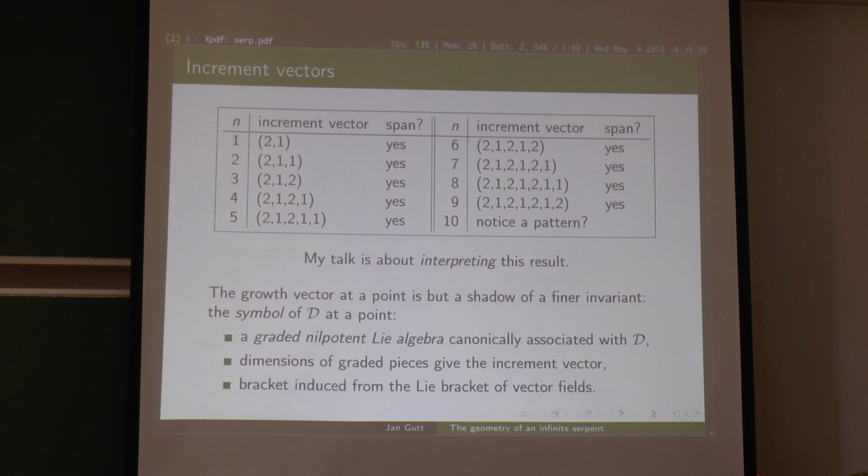So the entries in the increment vector are just the dimensions of graded pieces of some graded Lie algebra. So really they are just a shadow of some algebraic structure. And the bracket on this algebra is actually induced from the Lie bracket of vector fields. That's a very nice construction. However, as I said, it's a little bit too technical for this talk. But in fact, what is amazing about those snakes is that you don't really have to use the symbol. You can actually produce a Lie algebra in a much more direct way, and that will explain both the growth vector and the symbol. So we take a shortcut rather than defining what the symbol is.